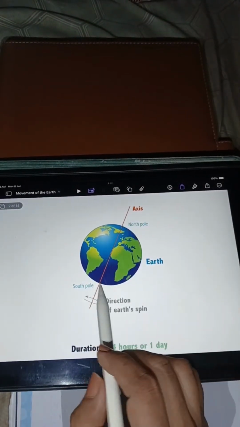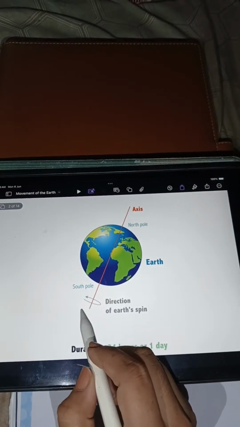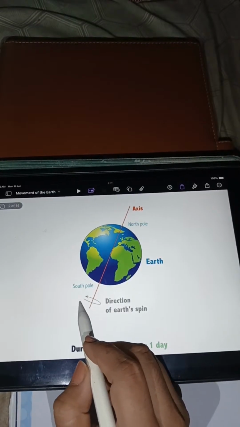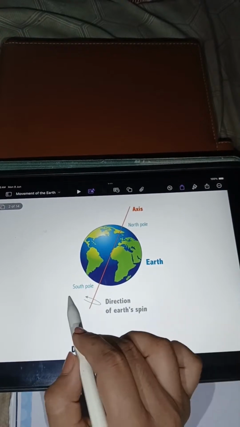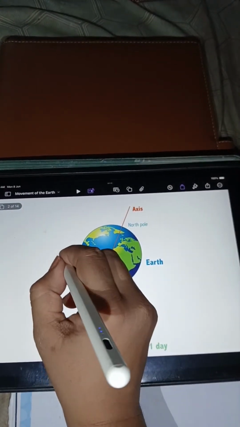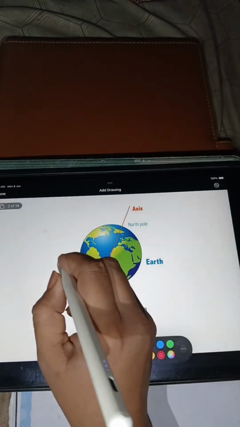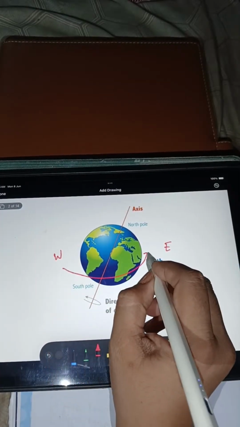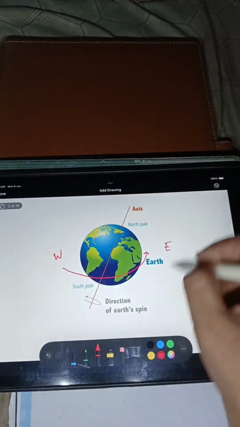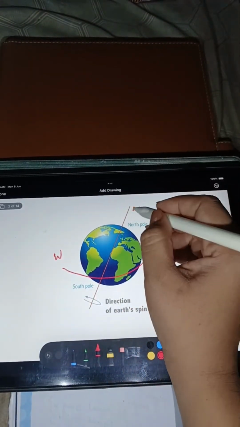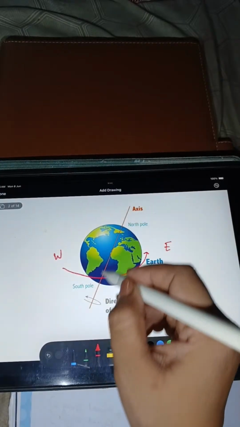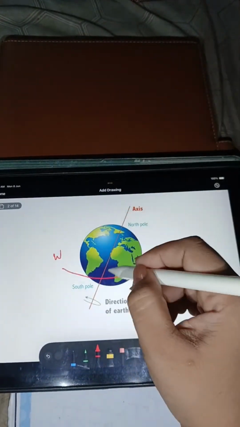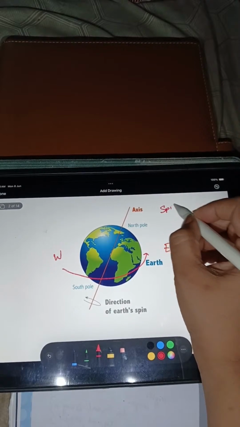So first is on its own axis. You can see this arrow over here. This arrow defines the spinning movement, that is from west. This side is west. This is east. So the earth is moving from this side to this side, that is an anti-clockwise direction, and it is spinning always on its own axis. The axis is the benchmark, you can say. This is the earth's axis, and on this it is spinning like this. This spinning movement is called rotation.